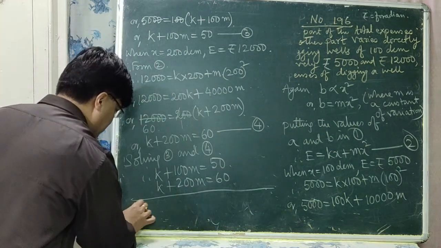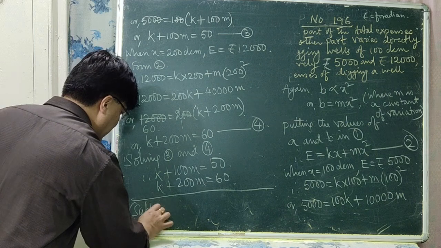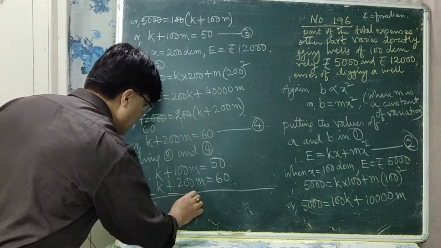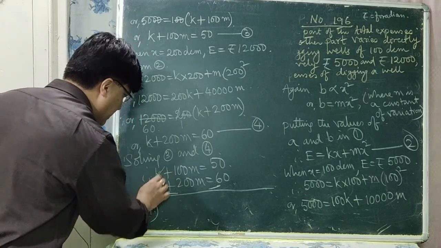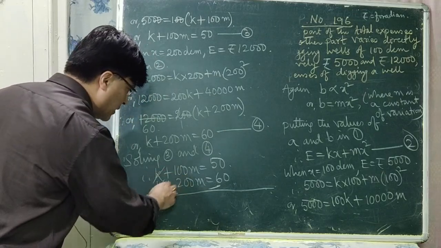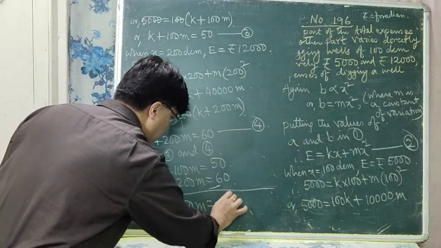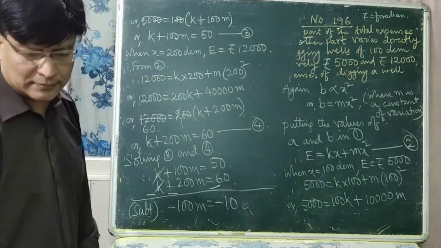So let us subtract it, so that you can cancel this k. You have to solve these two equations. So minus, minus, this is also minus. So here k gets cancelled. What is 100m minus 200m? Minus 100m is equal to minus 10, right?